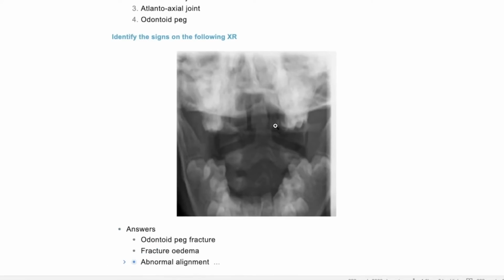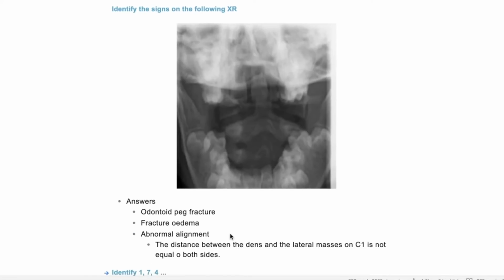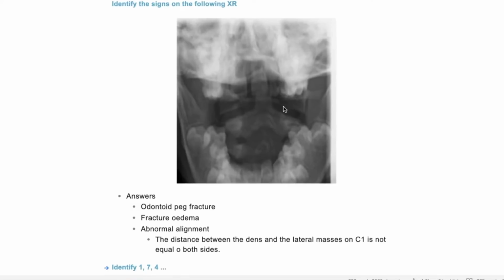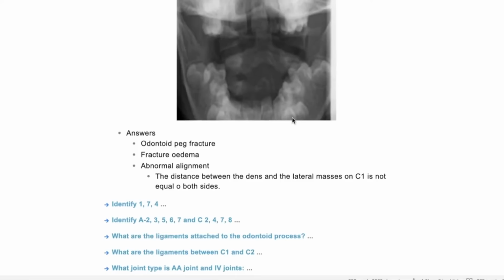So we have here odontoid peg fracture, which is right there, and we have malalignment and fracture edema as well. All of these areas, there are some hypodense areas in here. These are fracture edema all the way around the fracture, and most importantly, there is abnormal alignment between the atlantoaxial joint and also the dens and the atlas. If you look here, the distance between the atlas on this side and the lateral mass is unequal to the other side. The other side is slightly bigger than this side, so there is abnormal alignment between the atlas and the odontoid peg. Okay. Good. Thank you.